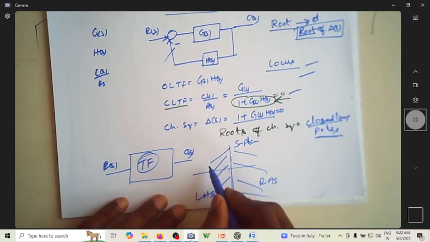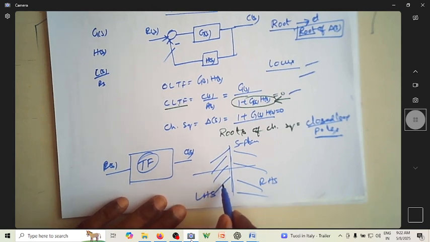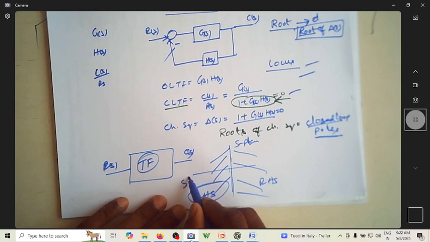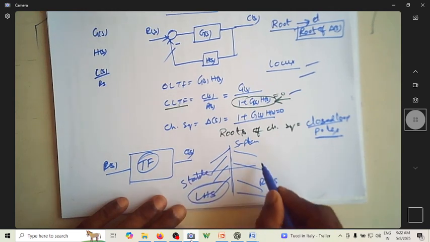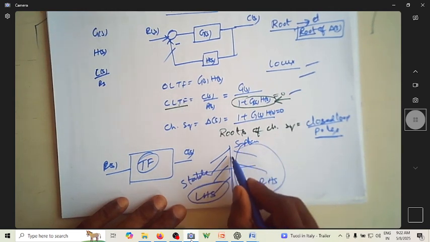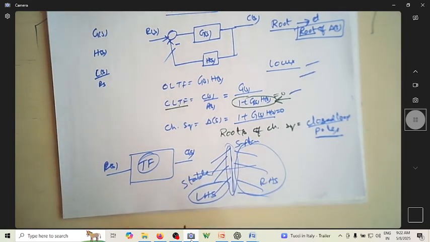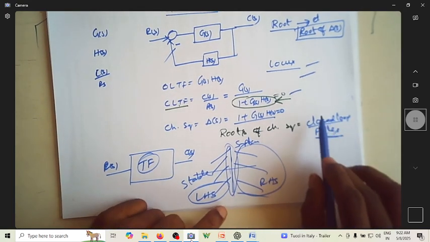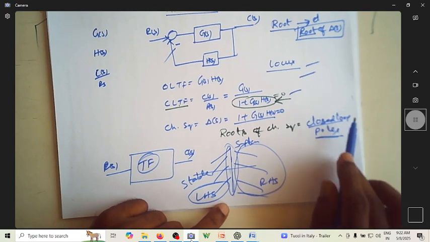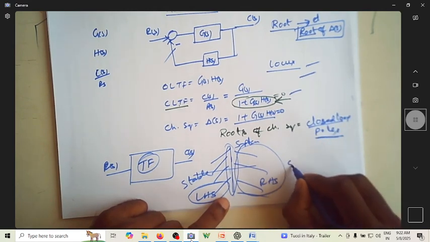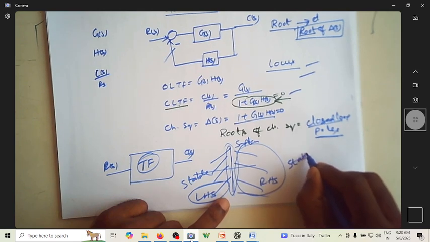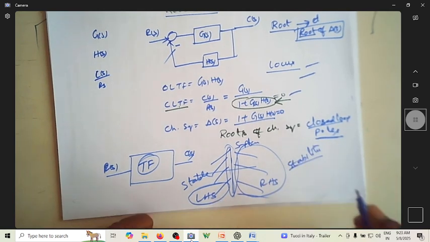If the closed loop poles lie on the left hand side, the system is stable. If the closed loop poles are lying on the right hand side, then it is unstable. If the closed loop poles lie on the imaginary axis, then it is oscillating. So the location of closed loop poles matters a lot in deciding the stability of the system.